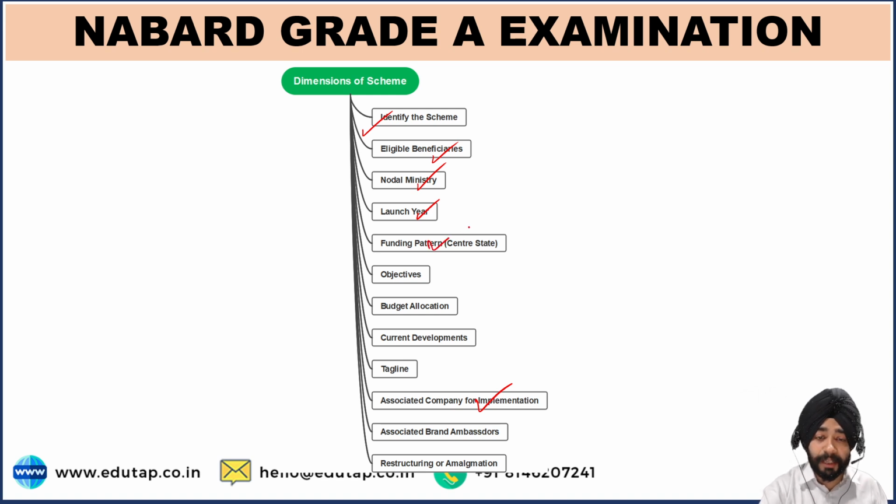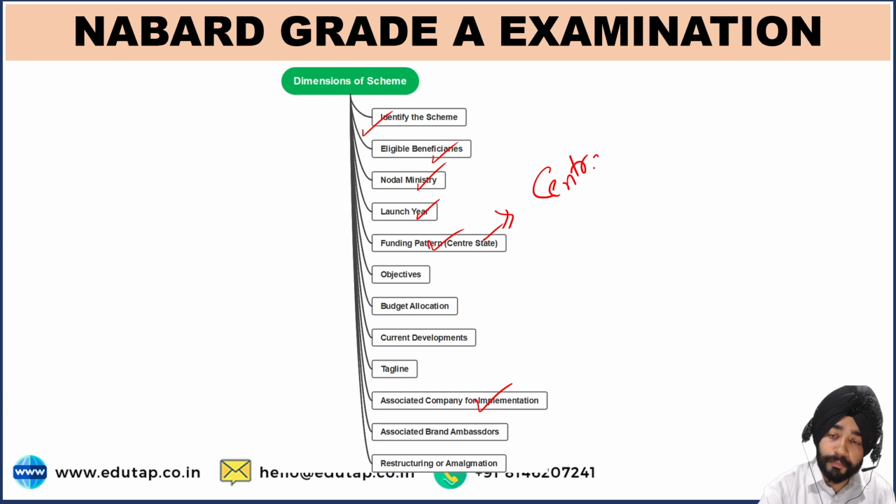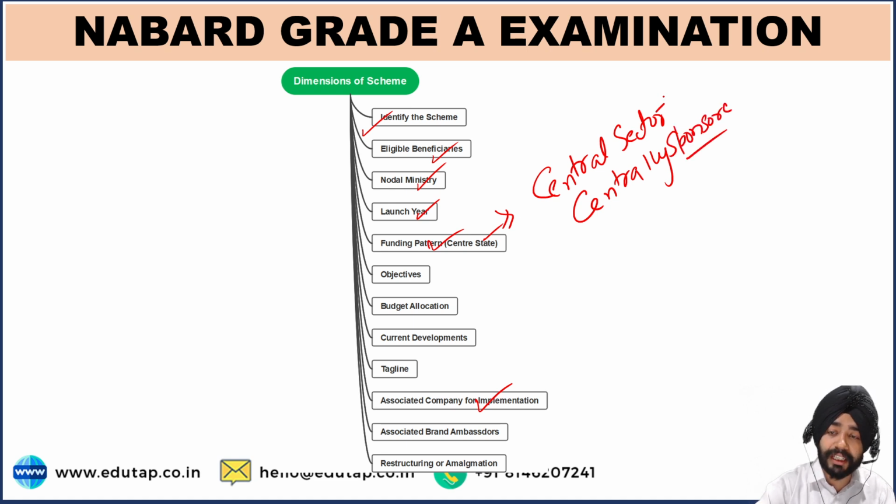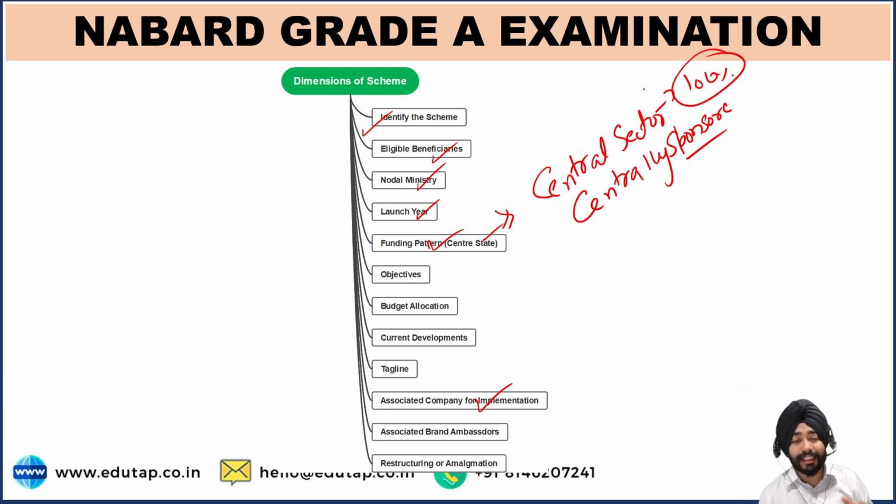Then the funding pattern. Here, the most important thing that needs to be focused on is the type of scheme. Is it a central sector scheme, or is it a centrally sponsored scheme? If it is a central sector scheme, guys, the funding split is not required, because we know that in a central sector scheme 100% funding is given by the central government.